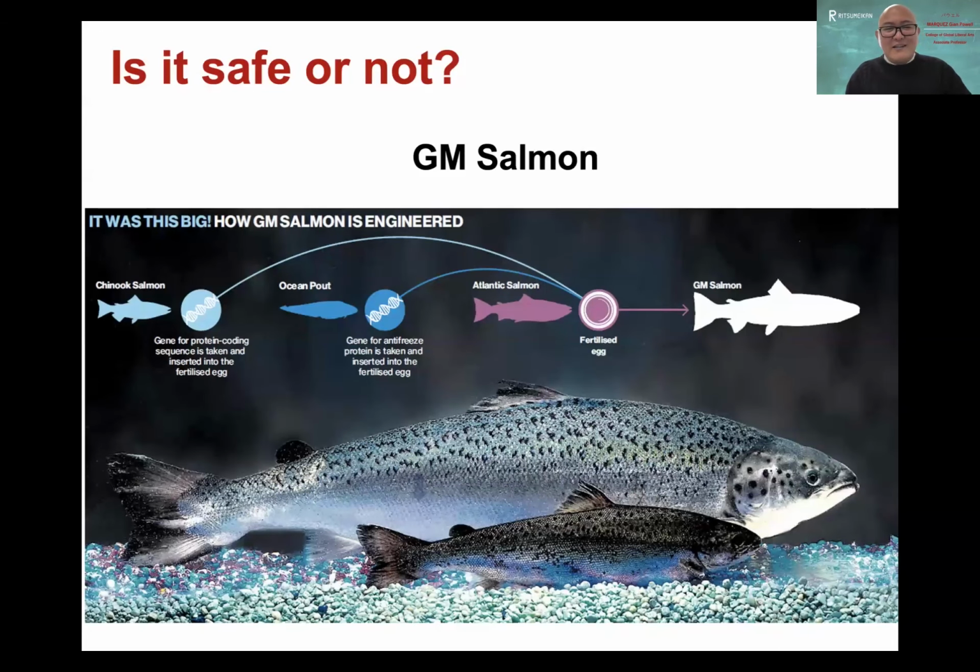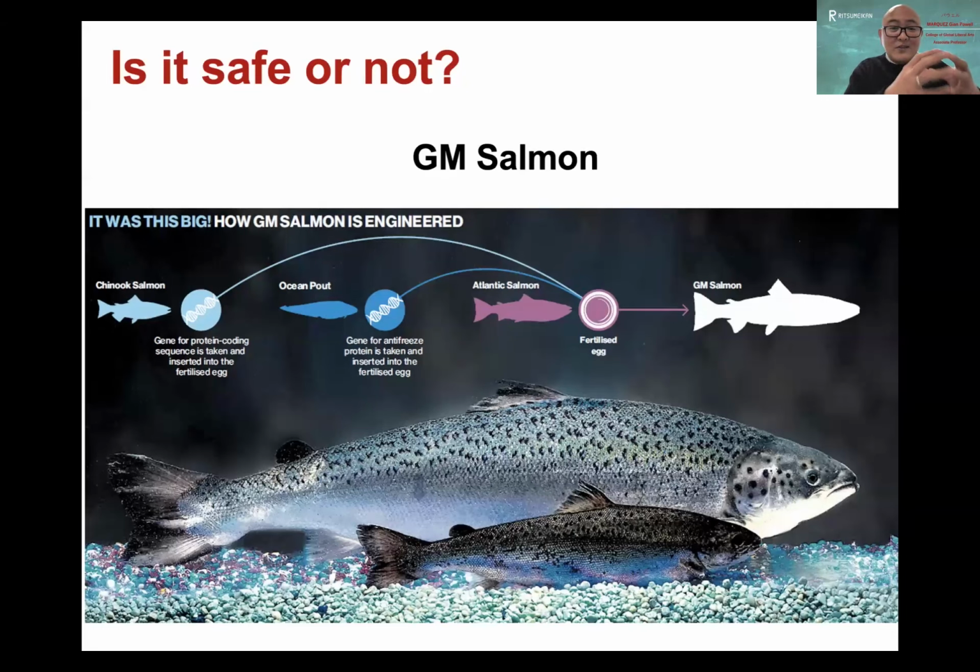Now, another one, this is another development, GM salmon, and this is basically already available in the market. So what do you think, is GM salmon safe or not? Again, you have to ask, is this cisgenic or transgenic? Because again, a lot of information is grouping all kinds of GMO into just one GMO. There are different kinds of GMO, and we should know if it is cisgenic or transgenic.